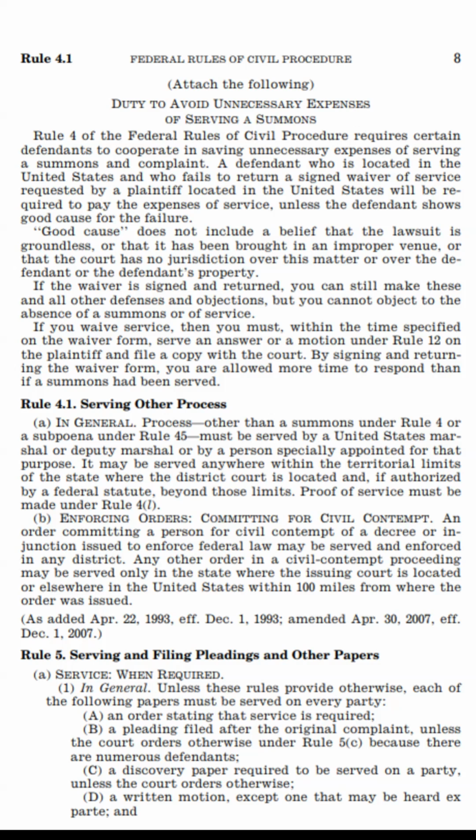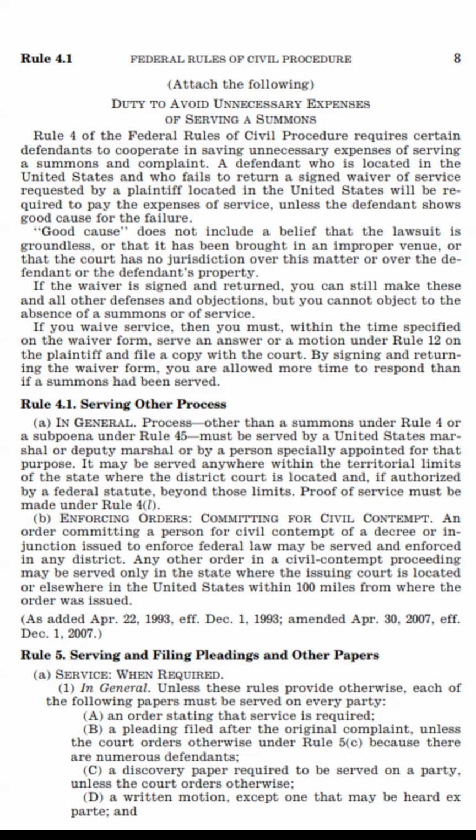B. Enforcing orders. Committing for civil contempt. An order committing a person for civil contempt of a decree or injunction issued to enforce federal law may be served and enforced in any district. Any other order in a civil contempt proceeding may be served only in the state where the issuing court is located or elsewhere in the United States within 100 miles from where the order was issued.